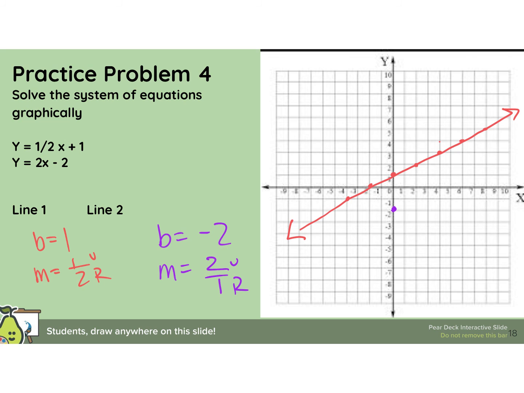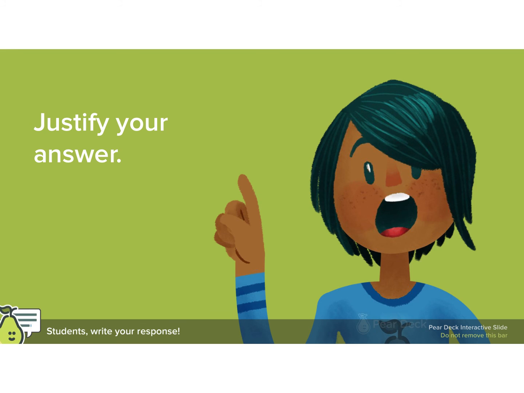Up 2, right 1. Up 2, right 1. Up 2, right 1. So I see that point of intersection. So this one is not parallel, and it's not the same line. This one has an answer. The answer is 2, 2. So there's one solution, which is at 2, 2, and there's one solution because the lines intersect.